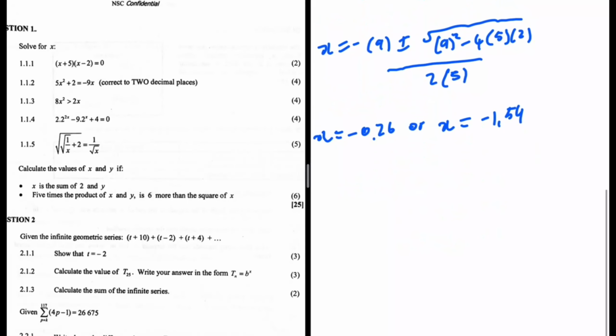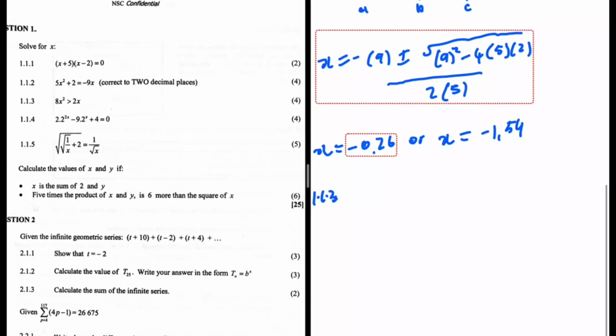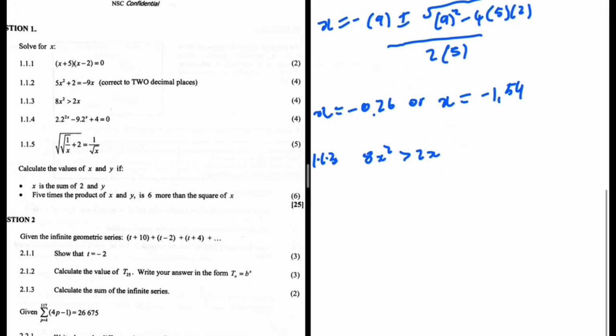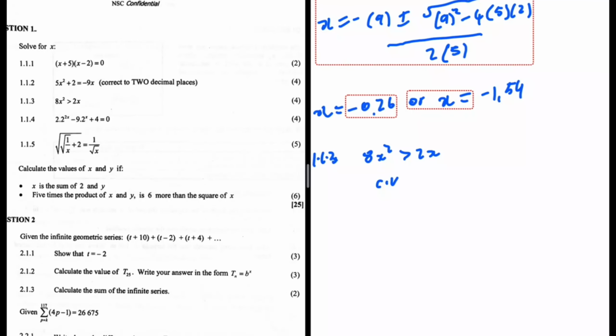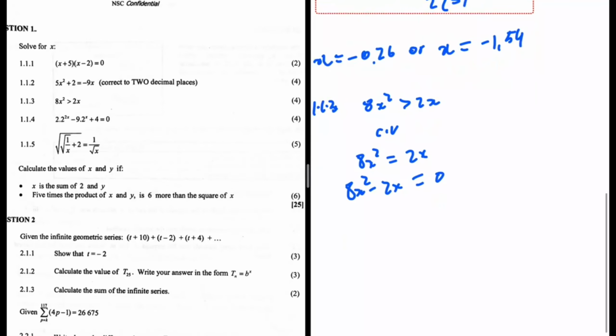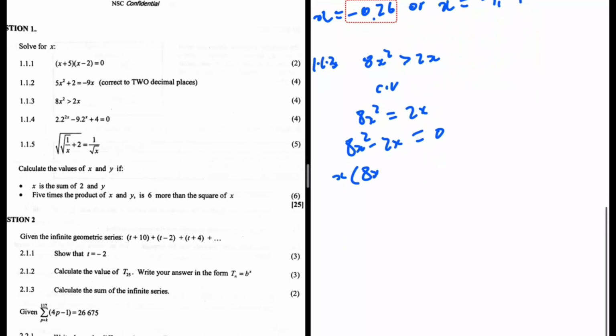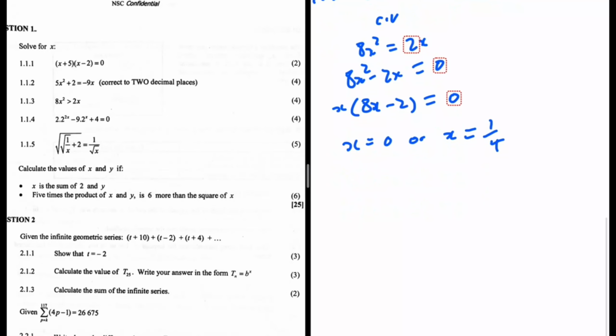That is 1.1.2. Let's take a look at 1.1.3. So 8x squared is greater than 2x. Very quick, critical values, right? 8x squared is equal to 2x, and then 8x squared minus 2x is equal to 0. We take x as a common factor. x(8x minus 2) is equal to 0. So x is equal to 0, or x is equal to 1/4. Right, so these are our two critical values.